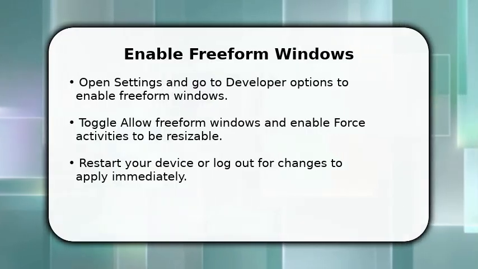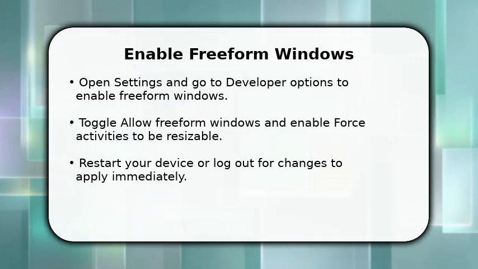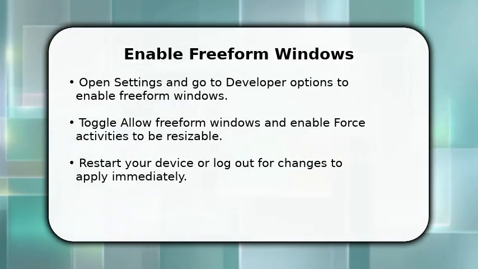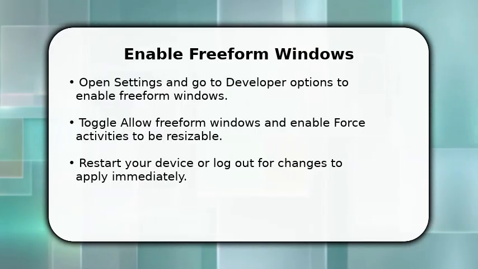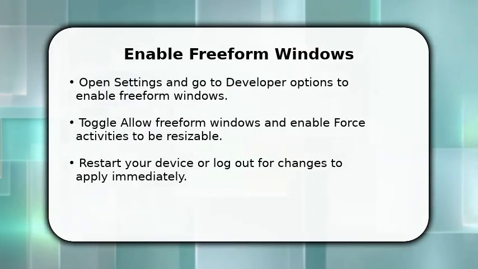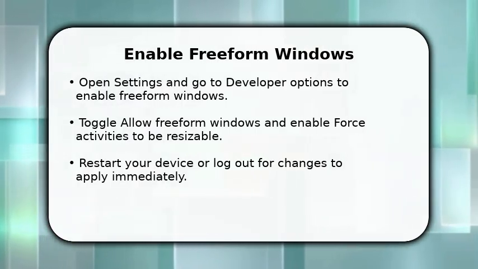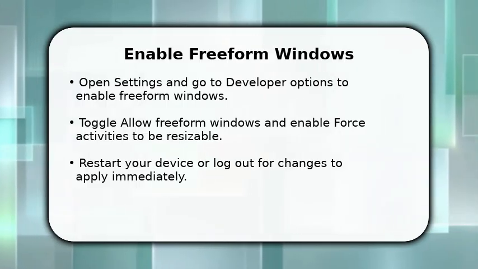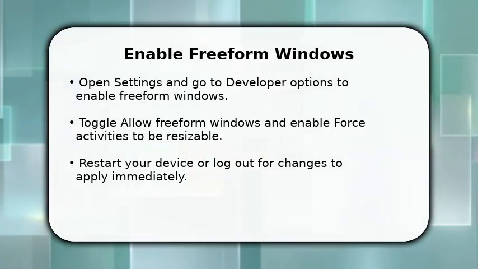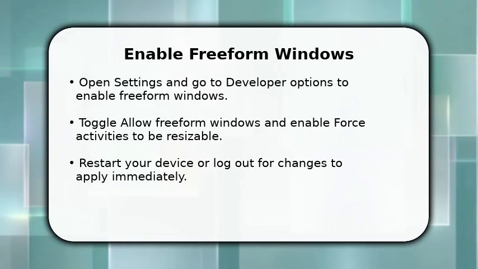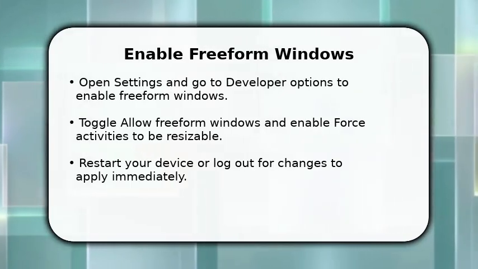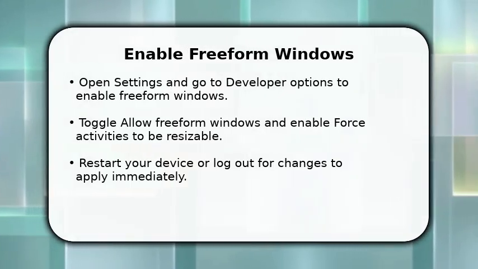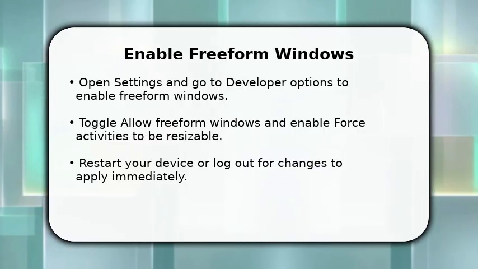Open Settings and go to Developer Options to enable Freeform windows. If developer options are hidden, tap build number 7 times in About Phone. In Developer Options, toggle Allow Freeform windows to on and enable Force activities to be resizable. These two toggles unlock the Freeform feature system-wide. Restart your device or log out for changes to apply immediately.